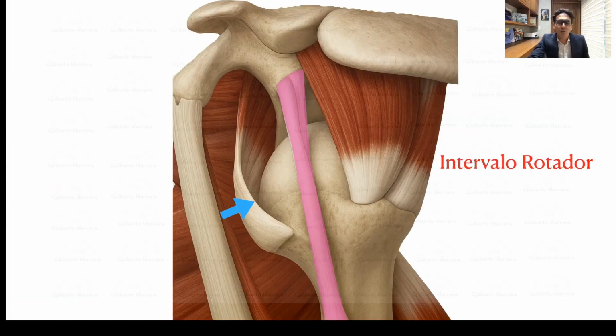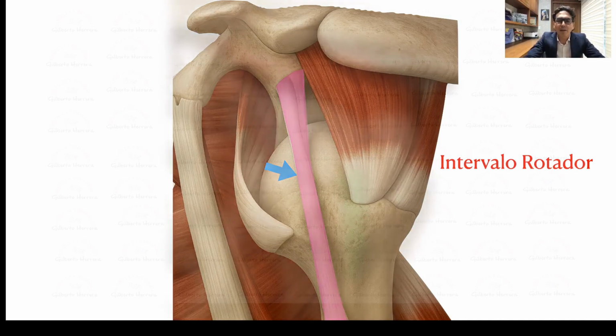The rotator interval is this anterior part of the shoulder, which is bordered by the superior edge of the subscapularis, the anterior edge of the supraspinatus, and forms a triangle with its medial base at the coracoid. It contains the long head of the biceps as one of its main elements.